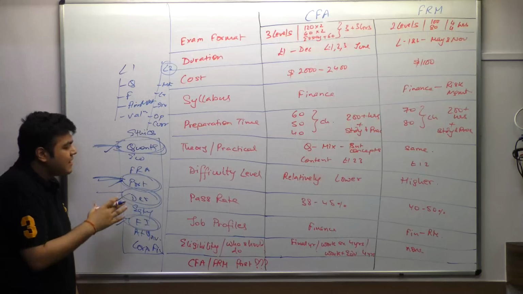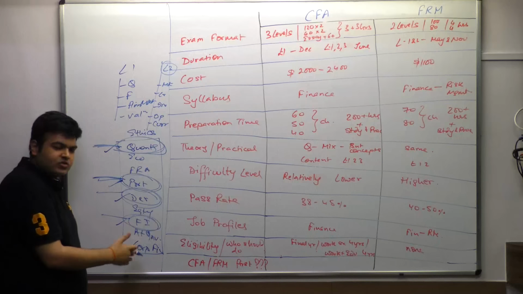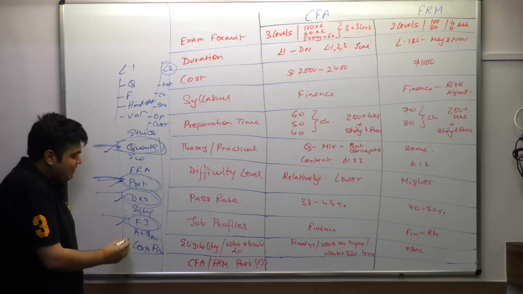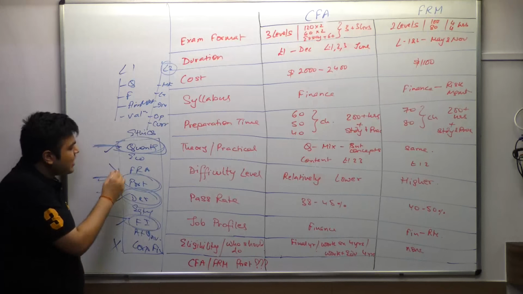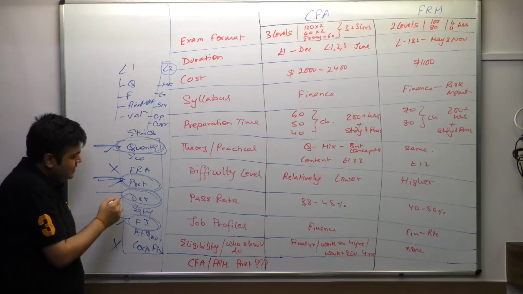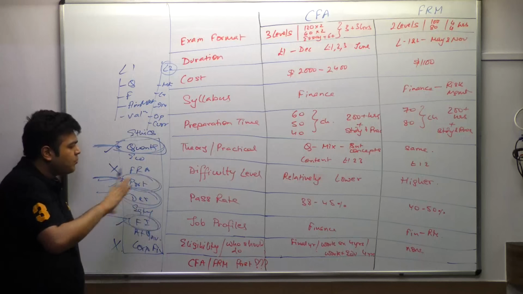Now what happens in the CFA is, in level 1, these subjects have different weightages. Level 2, they have different weightages. Level 3, we have lower weightage: corporate finance is out, FRA is out, and equity is there, but they are kind of more into the portfolio approach.